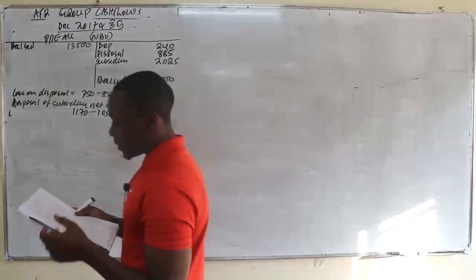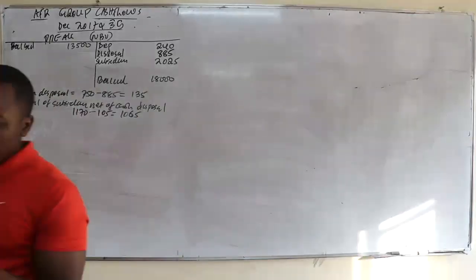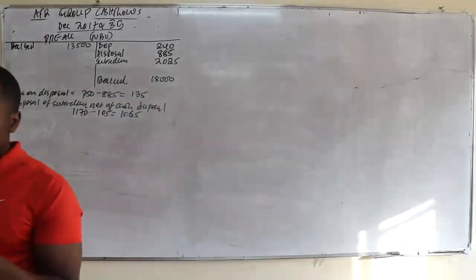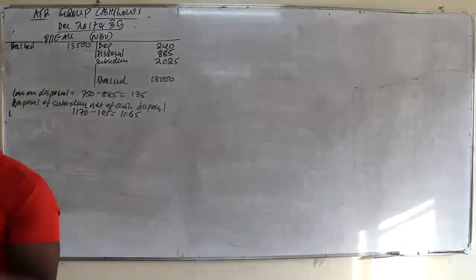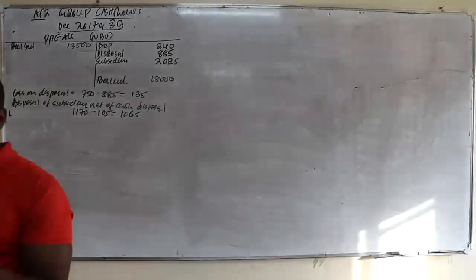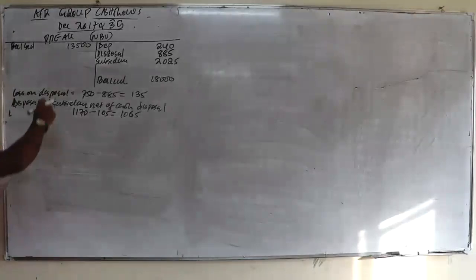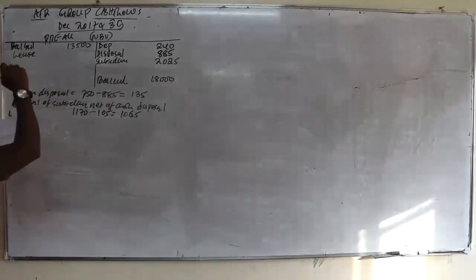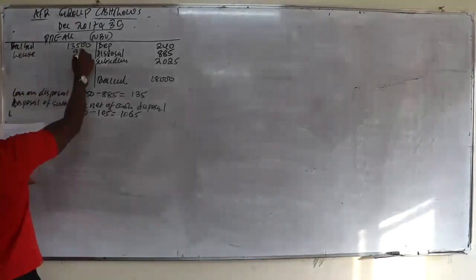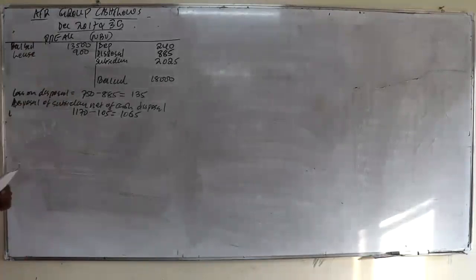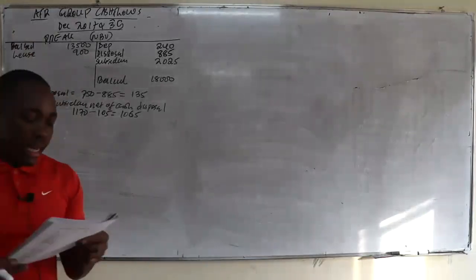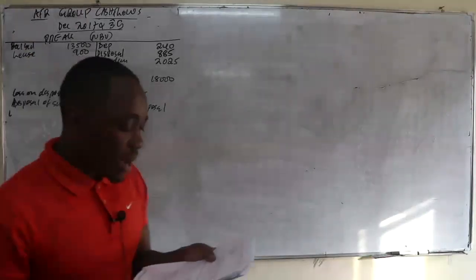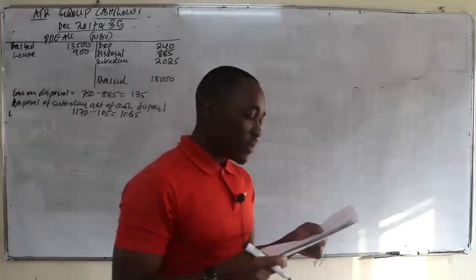Number 4. Additional PPE was acquired by way of lease, amounting to 900 million during the year. So to the PPE, we had acquisition, but this was not in cash. By the means of what? Lease, an amount of 900. Good.